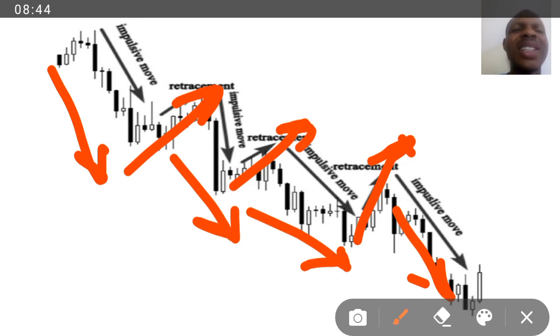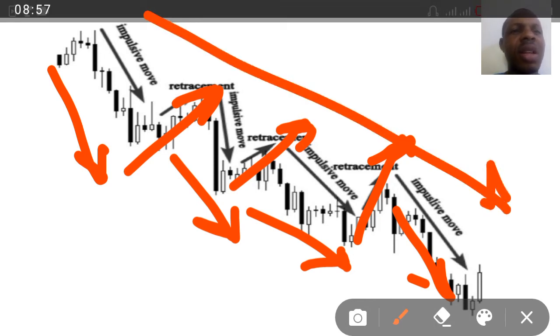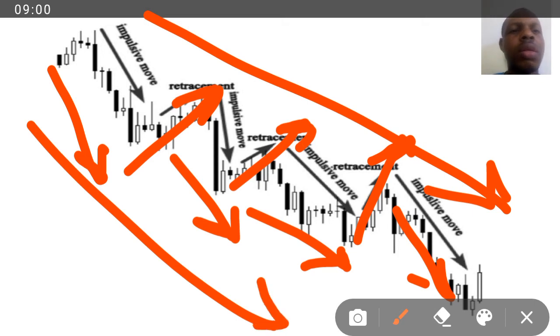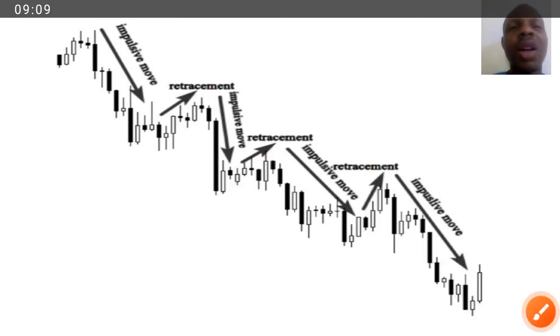So as it's going down, it's also going up a bit. But what is it giving us? We have these are the highs, these are the lows. So it's giving us lower highs and lower lows. Because that's what we have in a downtrend. You have lower highs and lower lows.